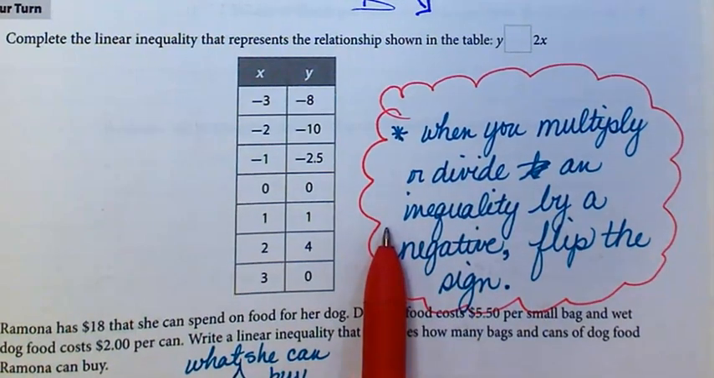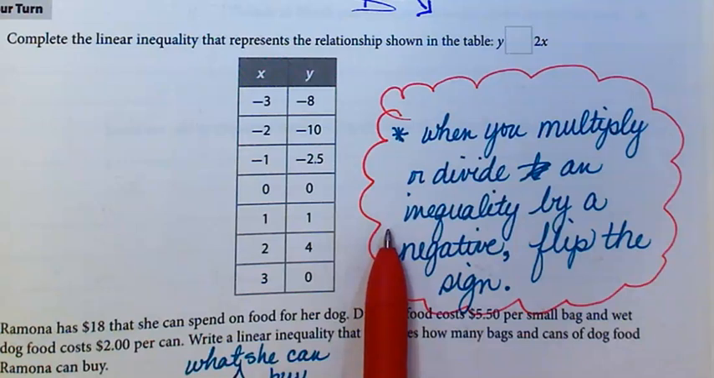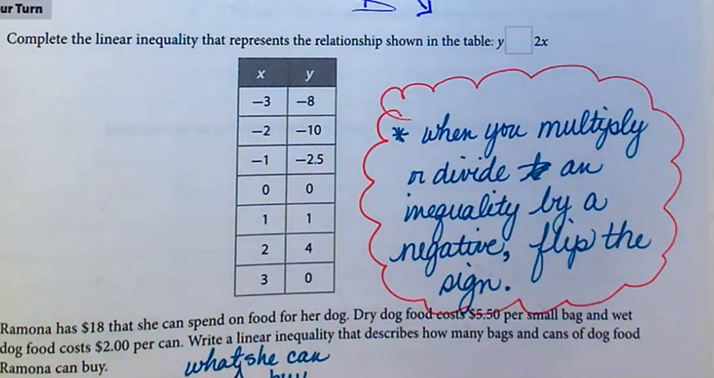All right, one more thing before I end this particular screencast. Please write yourself a reminder somewhere. When you multiply or divide an inequality by a negative, please flip the sign. If you don't, it's going to spell disaster. So make sure you do.